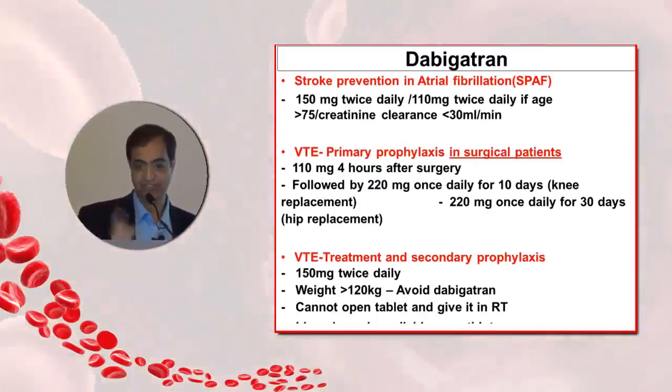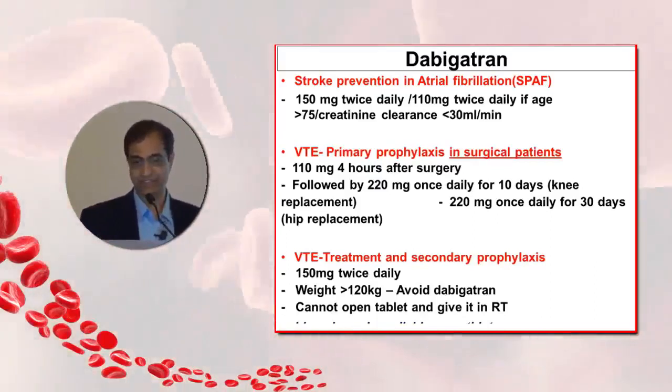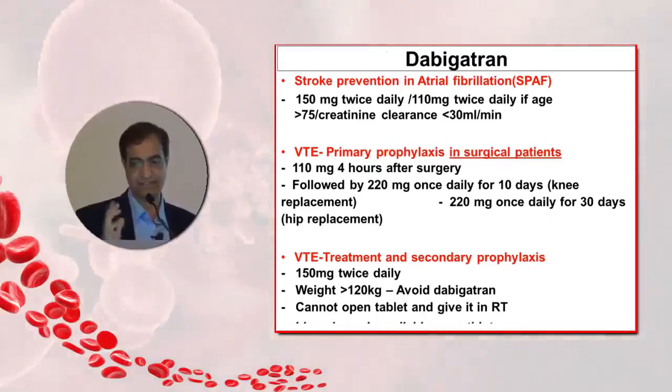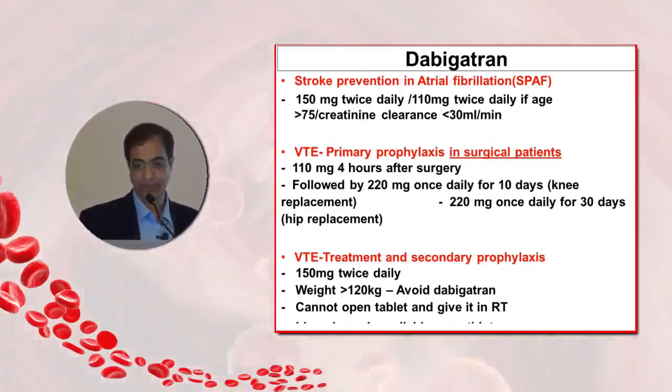150 twice daily is a standard dose. 110 milligram twice daily if age is greater than 75 or creatinine clearance is less than 30 ml per minute. Venous thromboembolism: you have a primary prophylaxis in surgical patients.